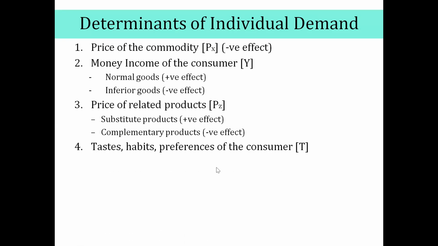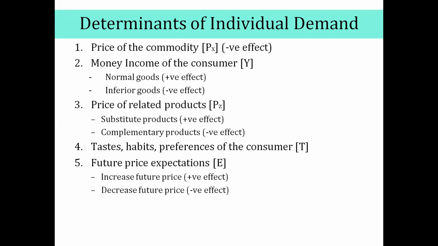Then the fourth determinant is the taste, habit and preferences of the consumer. Then the fifth determinant is the future price expectation. If the consumer expects that the future price of the commodity will increase, then the present demand for the commodity will increase. And if the consumer expects that the future price of the commodity will decrease, then the present demand for the commodity will decrease.